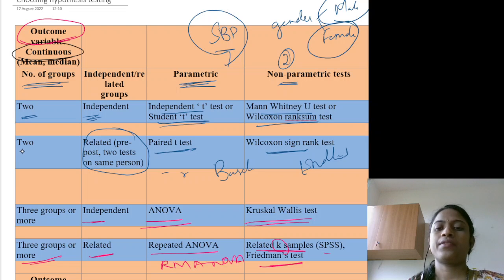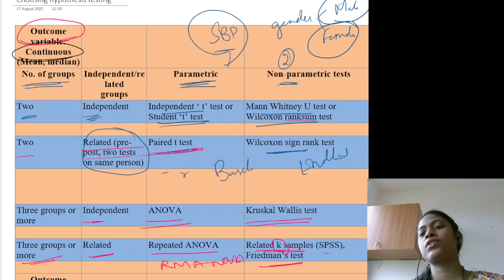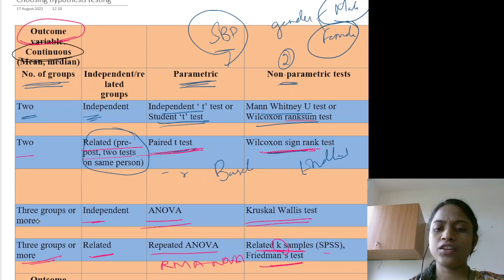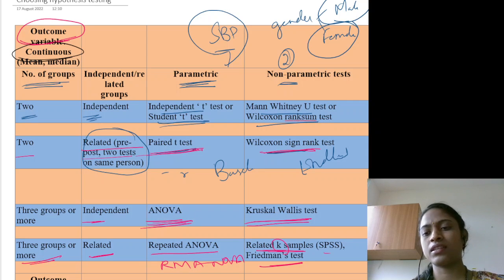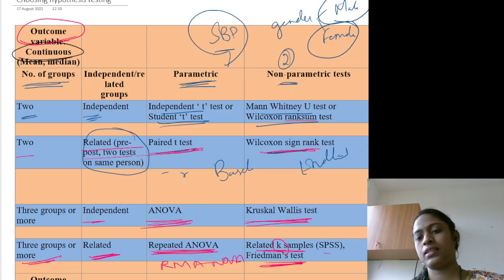If 2 related groups, dependent groups, are there, then we will use paired t-test. If the assumptions are not satisfied for paired t-test, then we will use Wilcoxon signed rank test. If there are 3 or more independent groups, then we'll use ANOVA. If the assumptions are not satisfied, then we'll use Kruskal-Wallis test. For 3 or more dependent groups, we will use RM ANOVA. If the assumptions are not satisfied, then we will use Friedman's test.